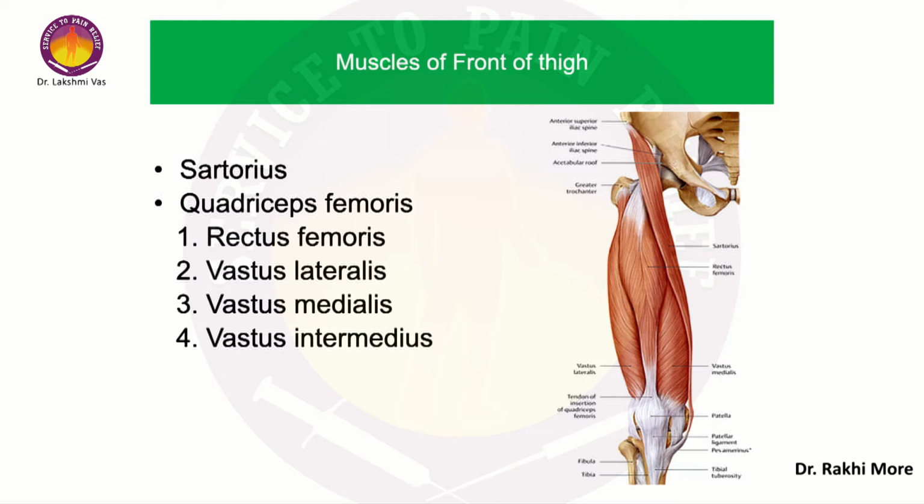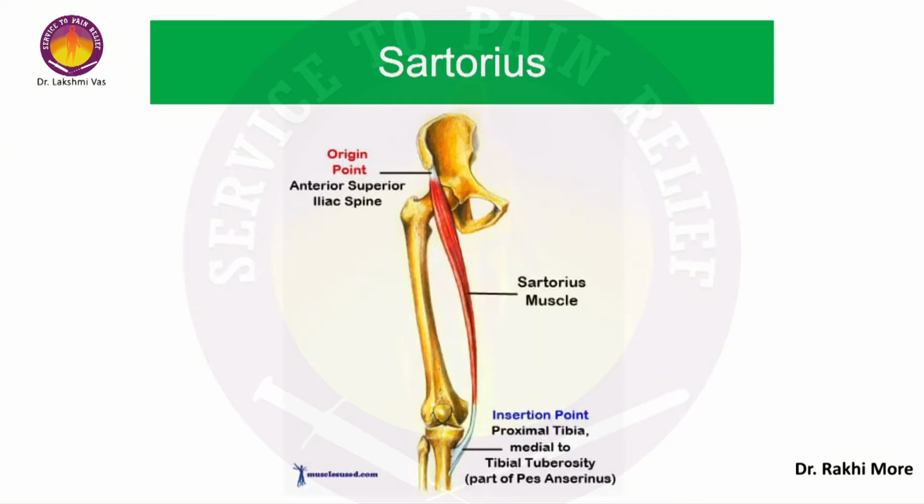The muscles in the front of the thigh are the sartorius and the quadriceps femoris. Now sartorius, as you can see, is a muscle which runs obliquely from the anterior superior iliac spine to the medial aspect of the medial condyle of the tibia. This is the muscle which covers the whole of the thigh and is running diagonally.